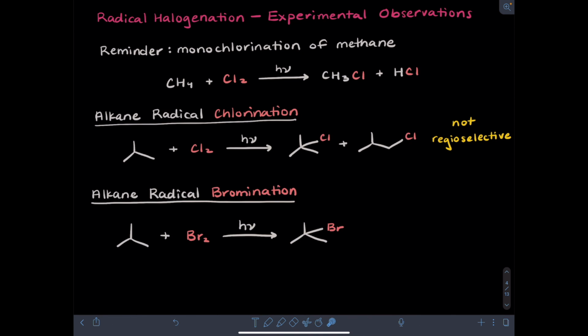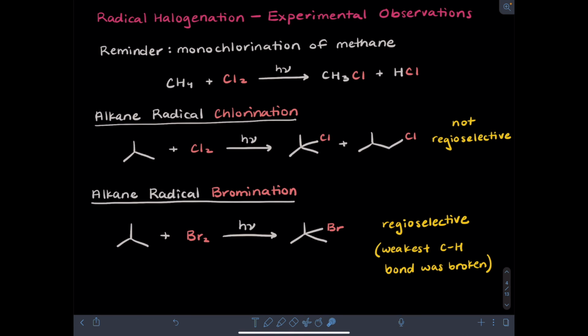If you treat the same alkane with Br2 and light instead, you form just one product. Because this reaction selectively forms one regioisomer of product, we would call this reaction regioselective. And what's observed is that the weakest CH bond, the tertiary one in this molecule, was broken, and the bromine selectively added to that position.